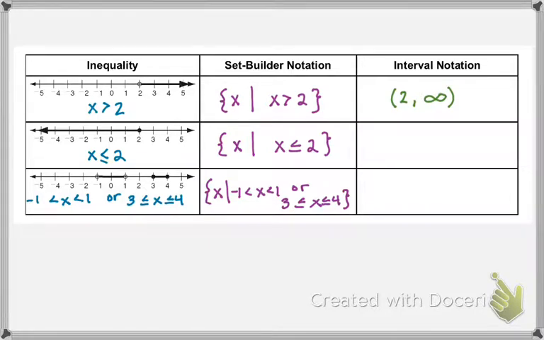In interval notation, the first problem is x can go from 2 to infinity, not including 2, not including infinity. And the second one, from negative infinity all the way up to 2, including 2. Okay, and then the last one, because we have two parts, we have to use the union symbol. So from negative 1 to 1, not including both, or from 3 to 4, including both.